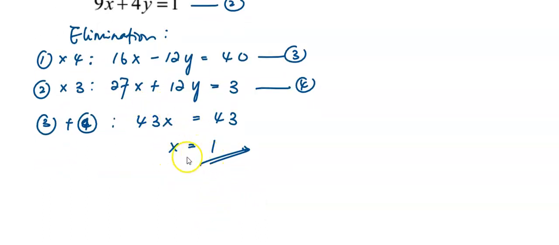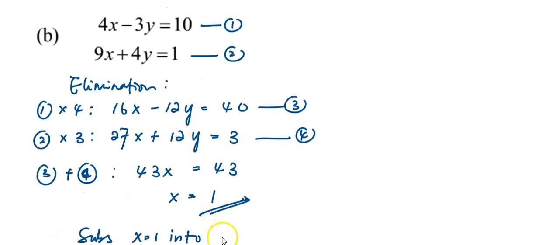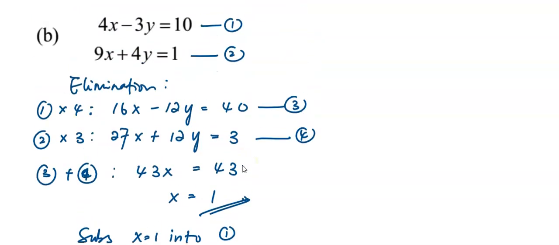After that, once you get x equals 1, you can substitute x equals 1 into either equation 1 or 2. In this case, I substitute into equation 1, which has 4x minus 3y equals 10.